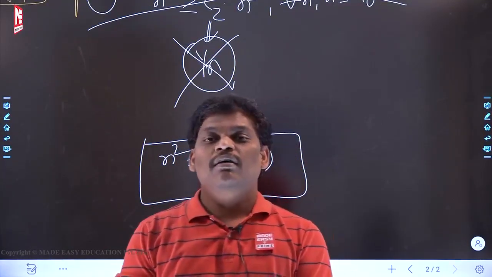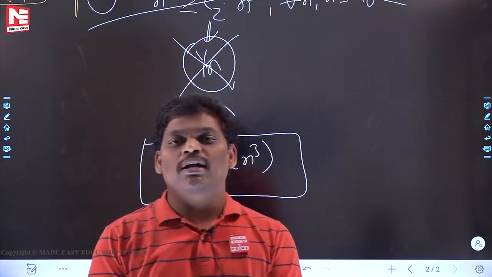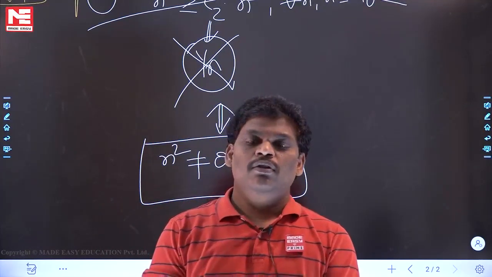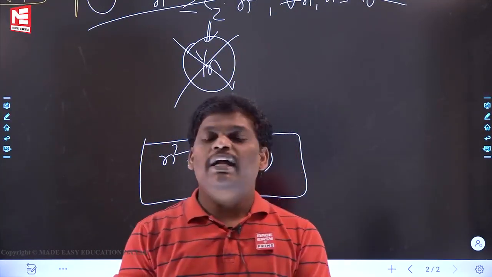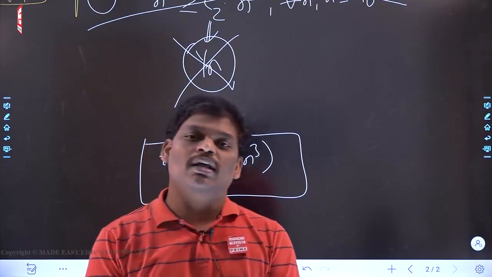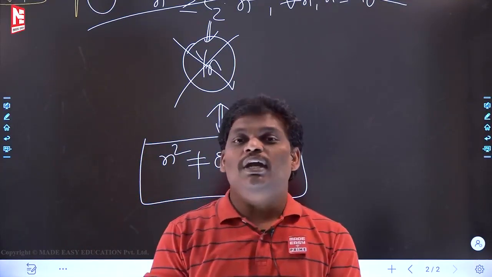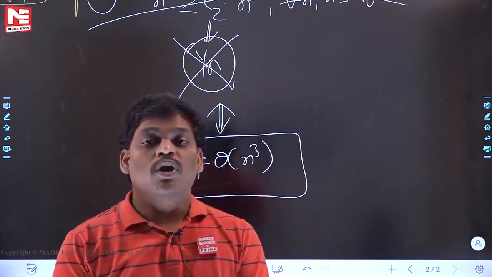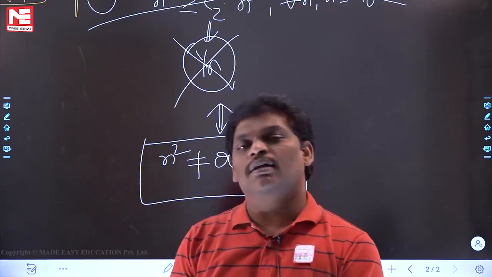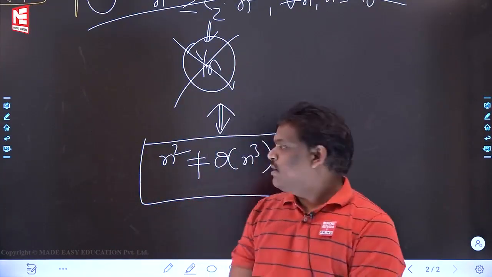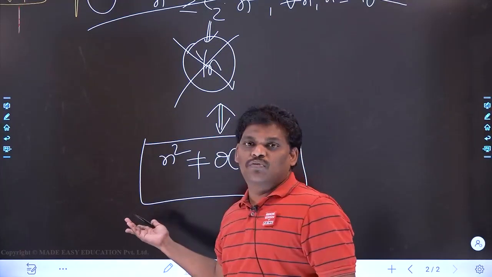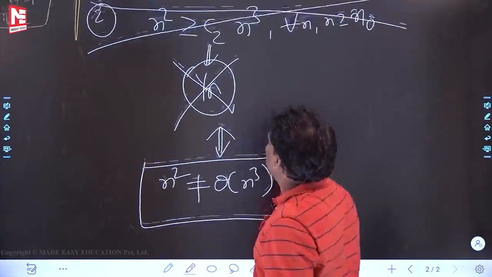What is the meaning of theta? Using some constant prove that left is bigger or equal, and using some constant prove that right is bigger or equal. If you can do that, then I can say theta is possible. If one fails, theta is not possible. For this one theta is not possible. What is the reason? The second one fails.